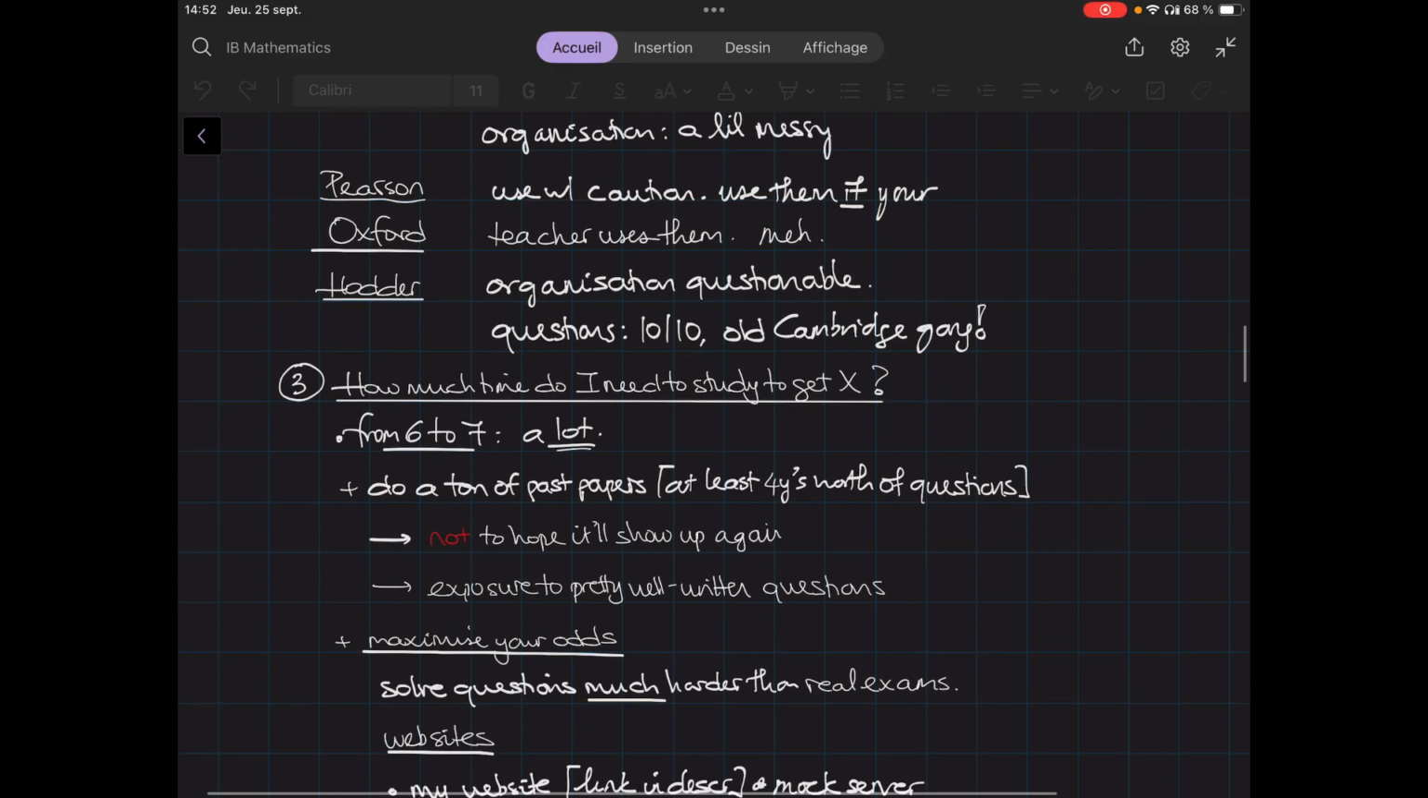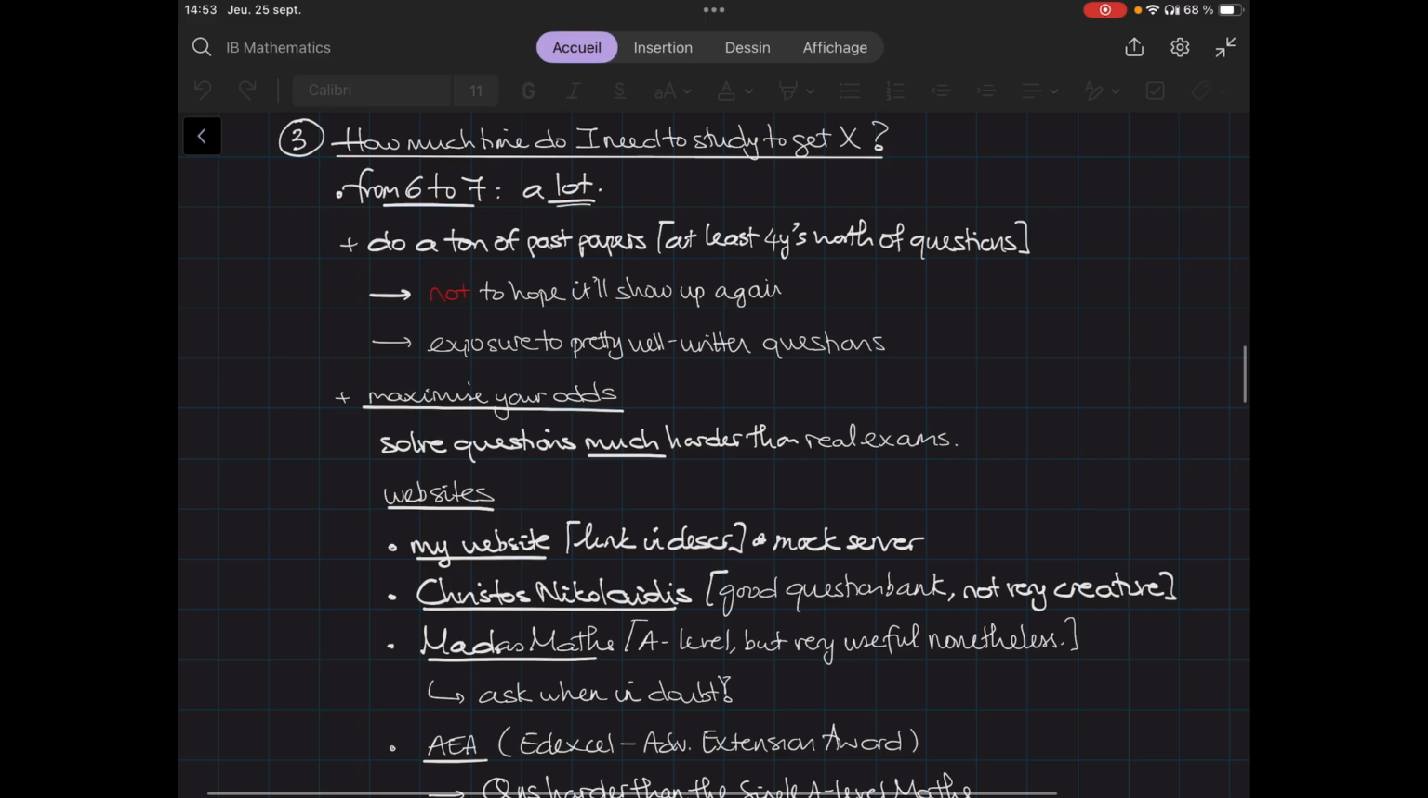For Harder is a good textbook, but they're good for questions. They are not good for organization, and they are not good for explanations either. The questions are outstanding because the writers for the Harder textbooks are the writers for the on-campus textbooks, which we tend to say is the holy grail of textbooks for the IB HL syllabus.